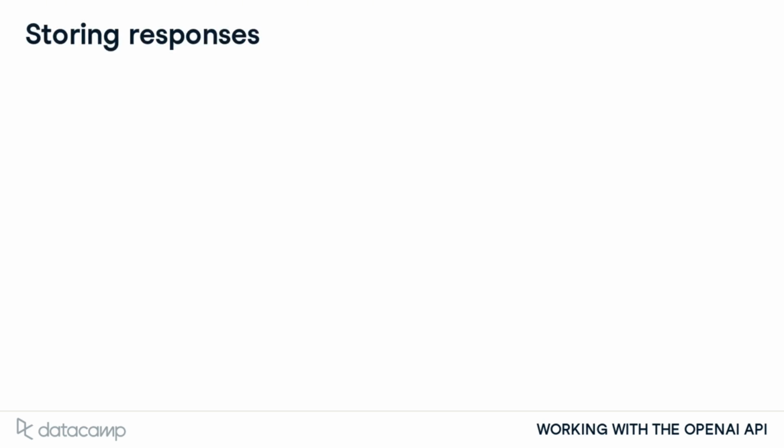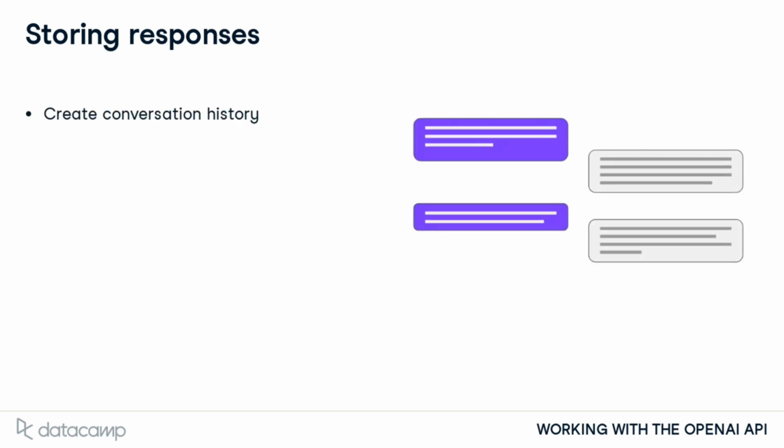Another common use for providing assistant messages is to store responses. Storing responses means that we can create a conversation history, which we can feed into the model to have conversations. This is exactly what goes on underneath AI chatbots like ChatGPT.